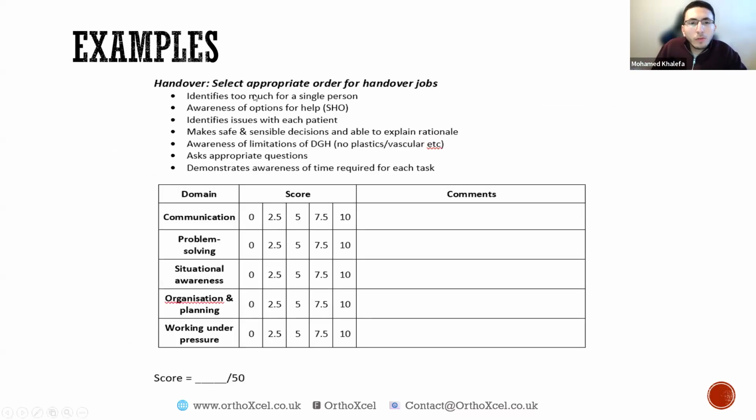Again, identify too much for a single person. You can't be Superman. You can't do everything. Awareness of options, the SHO. So the SHO can clerk the bimalleolar and also go and do other things, such as seeing the neck of femur that will breach in 20 minutes. Okay, so the SHO can help you. Identify issues we discussed. Make safe, sensible decisions. Awareness of limitations, so no plastics, no vascular. Appropriate questions, awareness of time for each task.